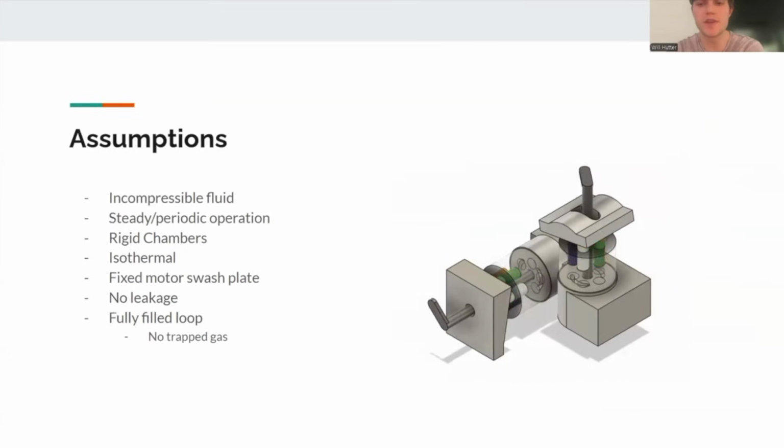For this analysis, we use several modeling assumptions. We treat the hydraulic oil as incompressible. We assume steady or periodic operation so that the average flow over one cycle is constant. The pump and the motor chambers are considered rigid, meaning displacement is dictated purely by geometry. We assume isothermal operation, so viscosity is treated as constant, and that the motor swash plate is fixed. We neglect leakage initially to derive the ideal relations, and we assume the charge pump keeps the loop fully filled with no trapped gas. These assumptions allow the governing equations to reduce to tractable forms directly based on mass, momentum, and energy balances.